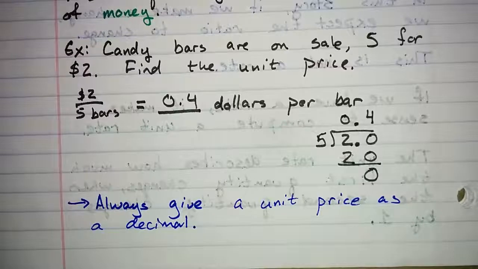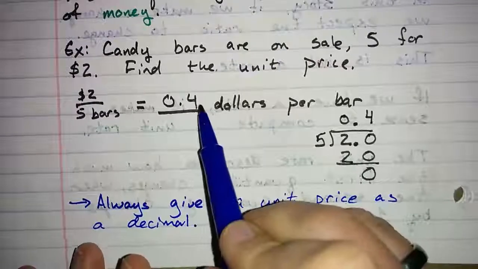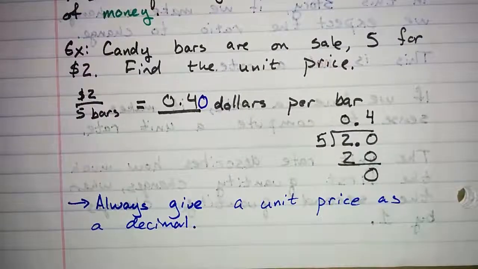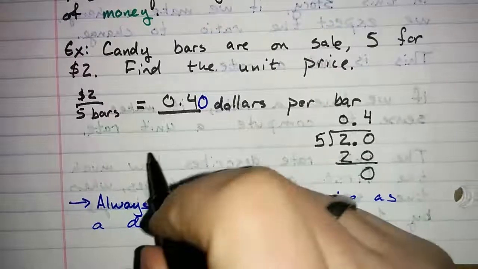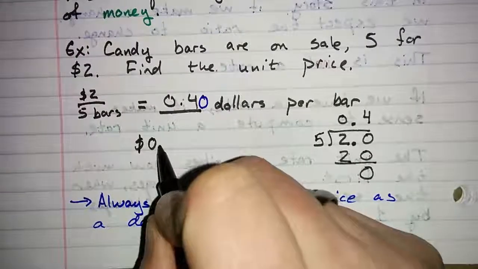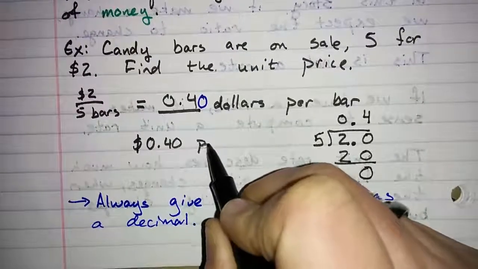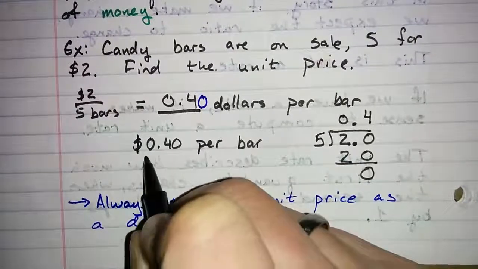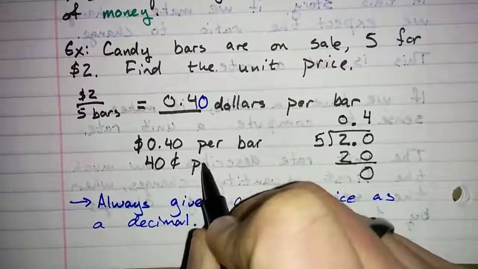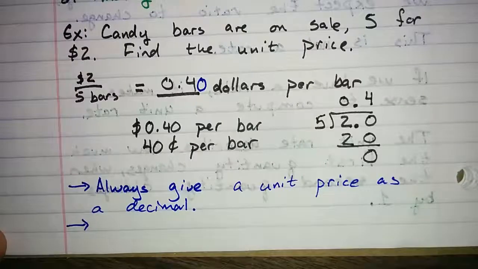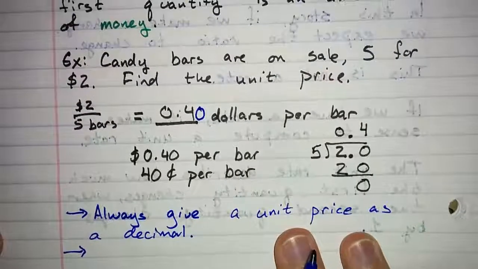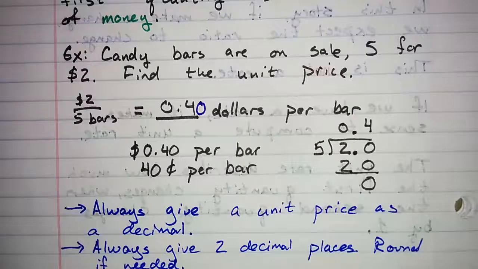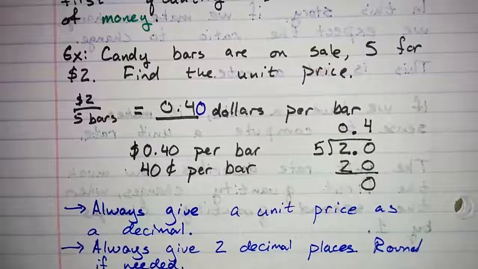$0.4. Do we normally say $0.4? No, right? We always put in one more digit. Normally we would write this as $0.40 per bar, or 40 cents per bar. So the other thing to keep in mind about a unit price is always give 2 decimal places and round if you need to. Right, this applies if you're working in American currency or any currency that's 100 little units to the big unit.